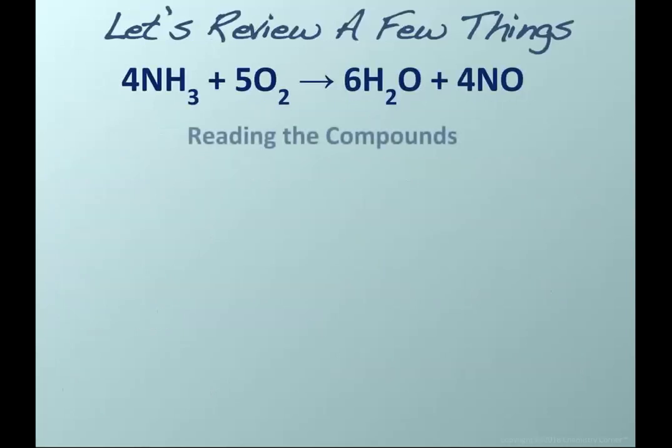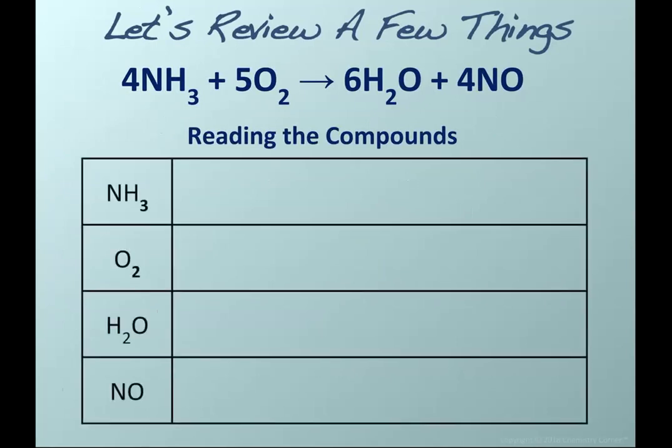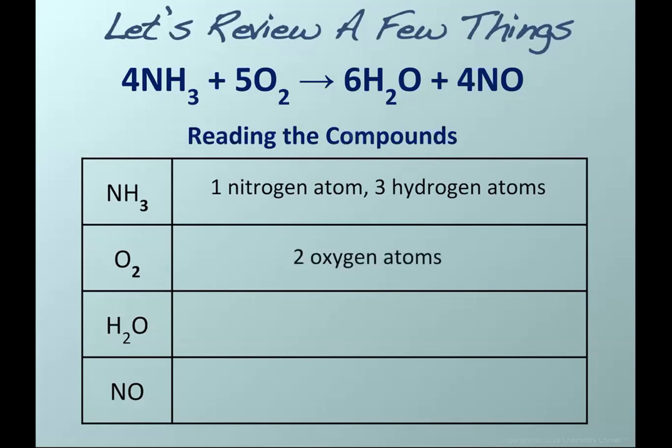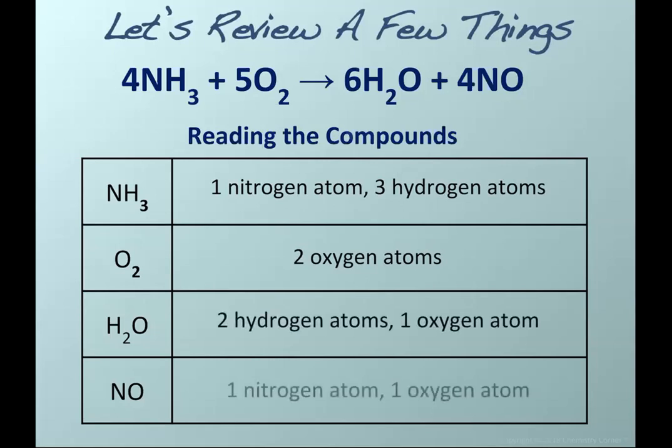Okay, reading the compounds. We're going to fill this chart in. This is on your notes. NH3 is 1 nitrogen atom and 3 hydrogen atoms. O2, 2 oxygen atoms. H2O, 2 hydrogen atoms, 1 oxygen atom. NO, 1 nitrogen atom, and 1 oxygen atom. So that's how we read those.